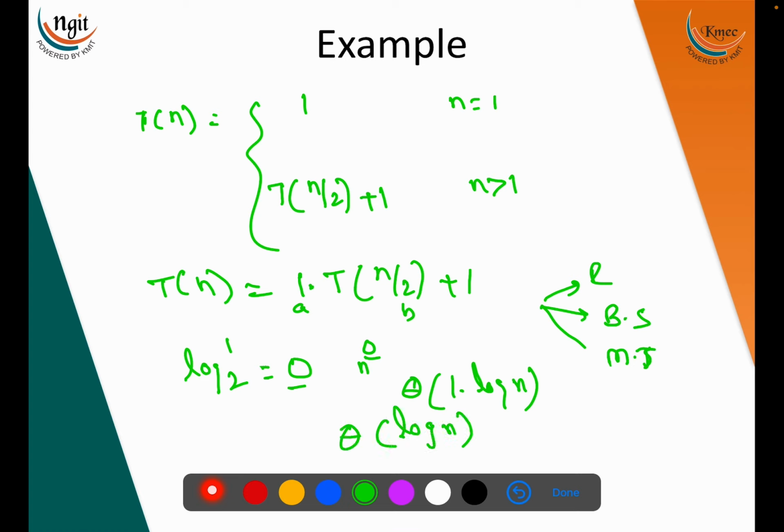You can watch the master theorem video to understand better why I wrote theta of log n. We can also find the complexity of the same recurrence relation using the recursion tree and back substitution method. Let's see using the back substitution method.